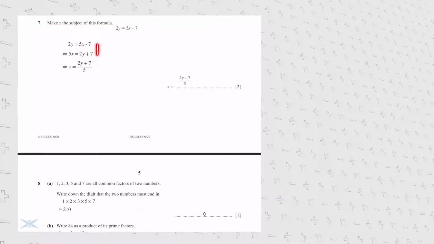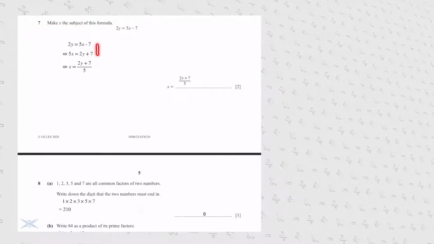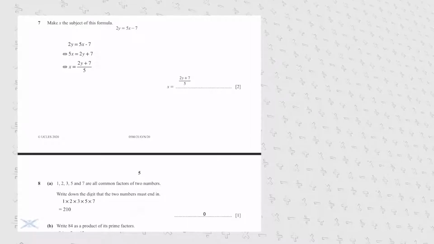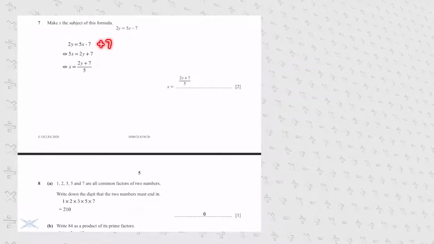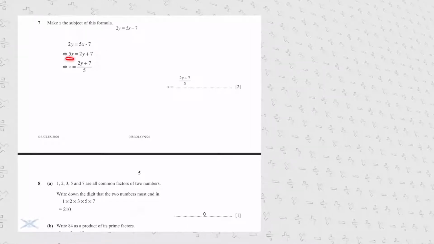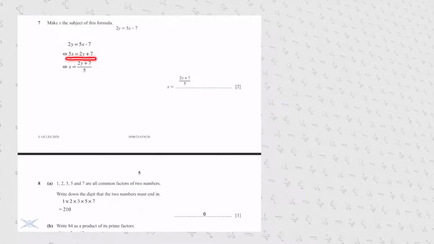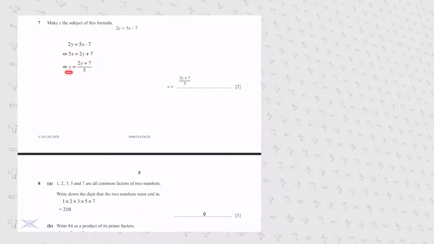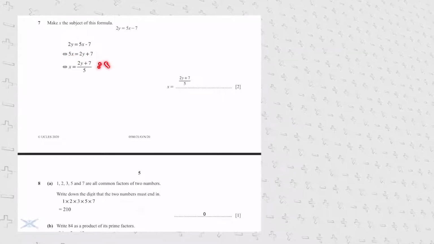So in step 1, we isolate x from the rest of this formula, which we could, for example, do by adding 7 to both sides of the equation, after which 5x equals 2y plus 7. And finally, in order to determine x, we just divide both sides of the equation by 5.